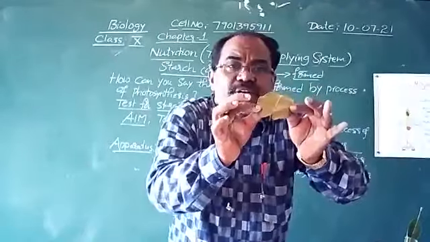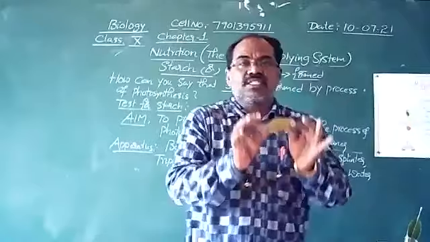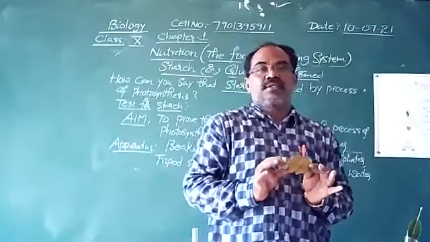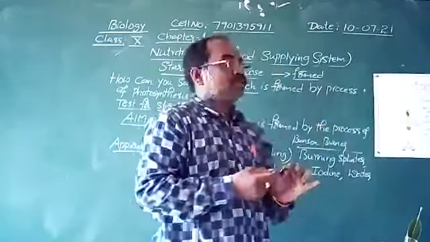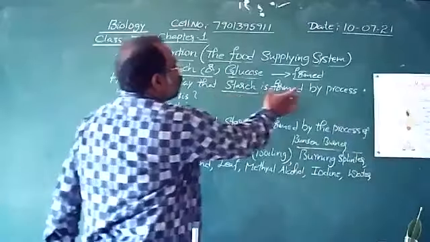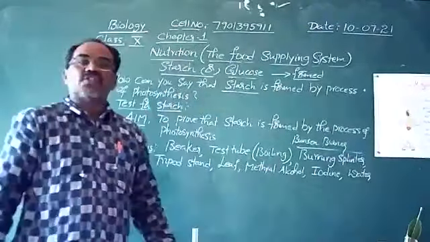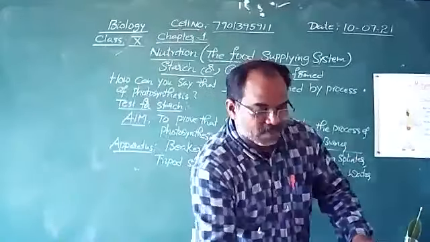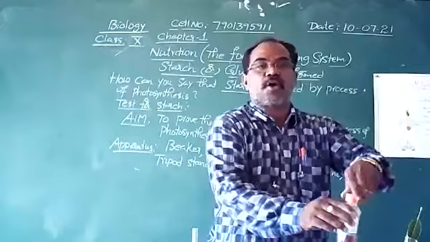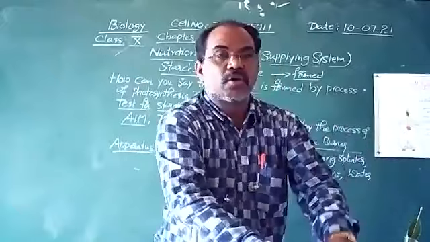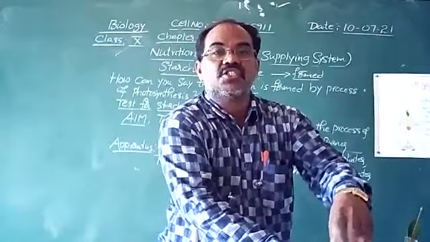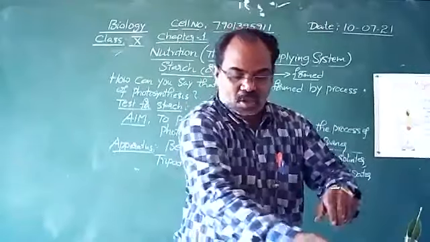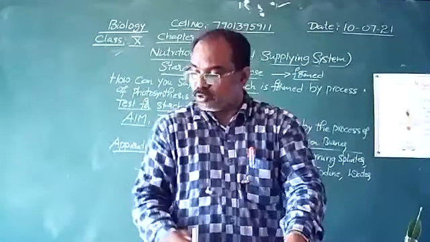From this simple activity, understand that starch or glucose is formed by the process of photosynthesis. Okay, my dear students, this is very, very important from the examination point of view. How can you prove that starch or glucose is formed by the process of photosynthesis?